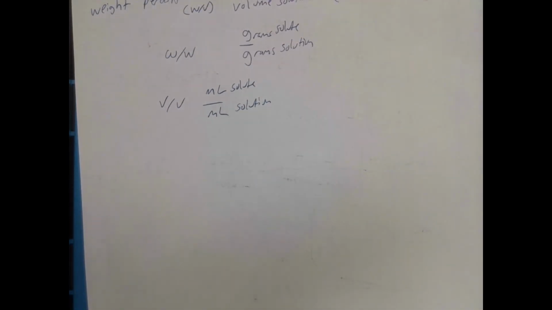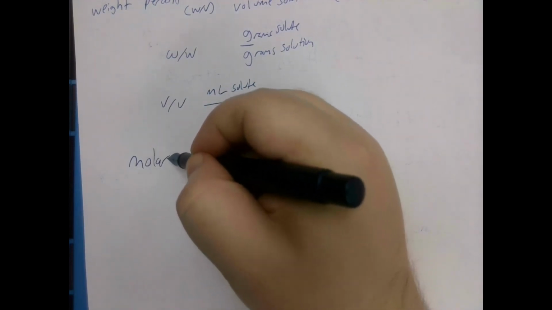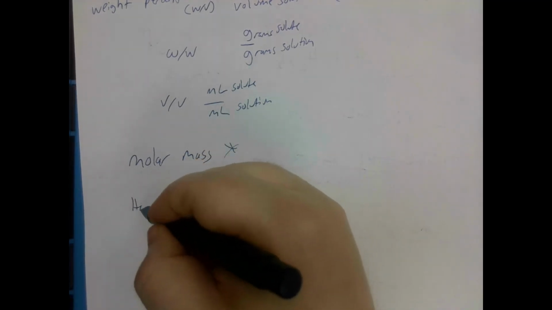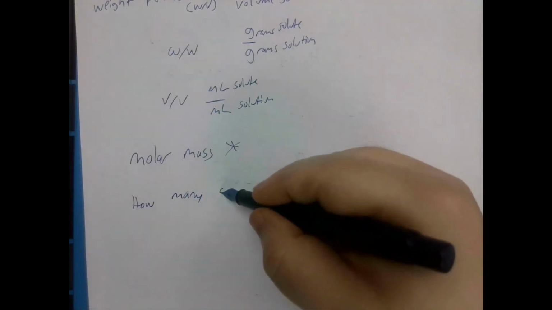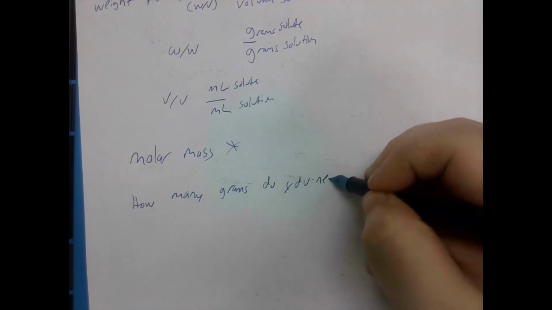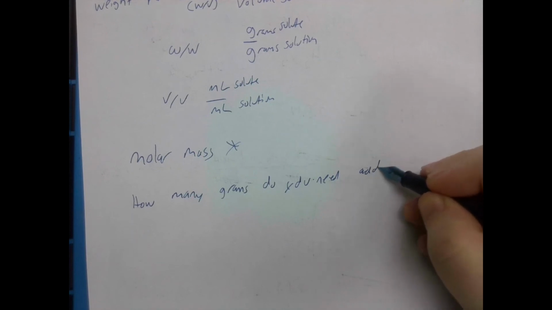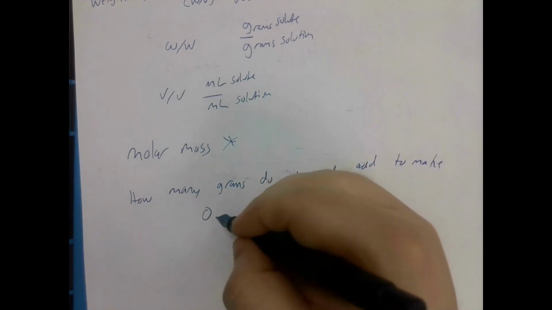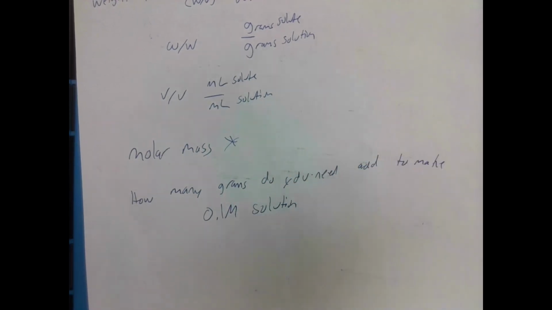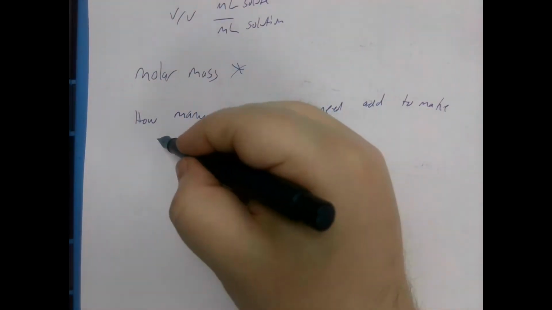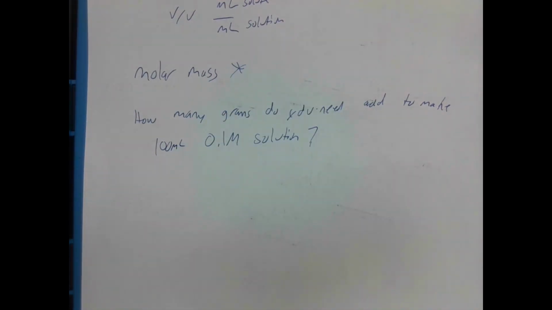And molar mass. There is going to be a lot of molar mass needed. There'll be questions like how many grams. There'll also be a lot of questions like, how many grams do you need to add to make a 0.1 molar solution, or 100 milliliters of 0.1 molar solution of something.